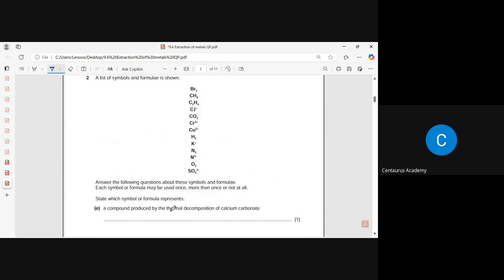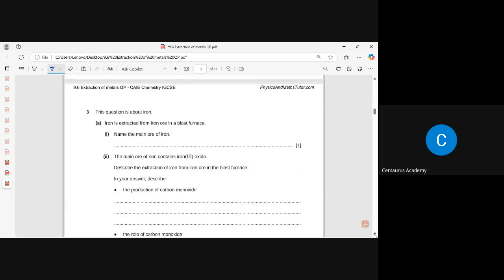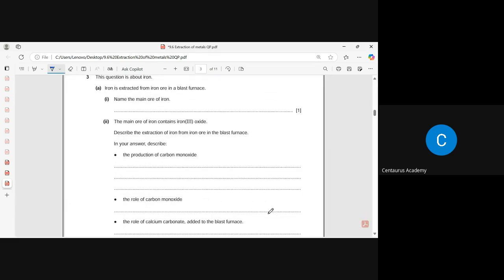A compound which is produced by the thermal decomposition of calcium carbonate: you have to pick one compound from the list of symbols and formulae which is given to you above. Yes, carbon dioxide. Very good. Okay. Then the next question says, name the main ore of iron. What is the main ore of iron? Hematite. Okay.